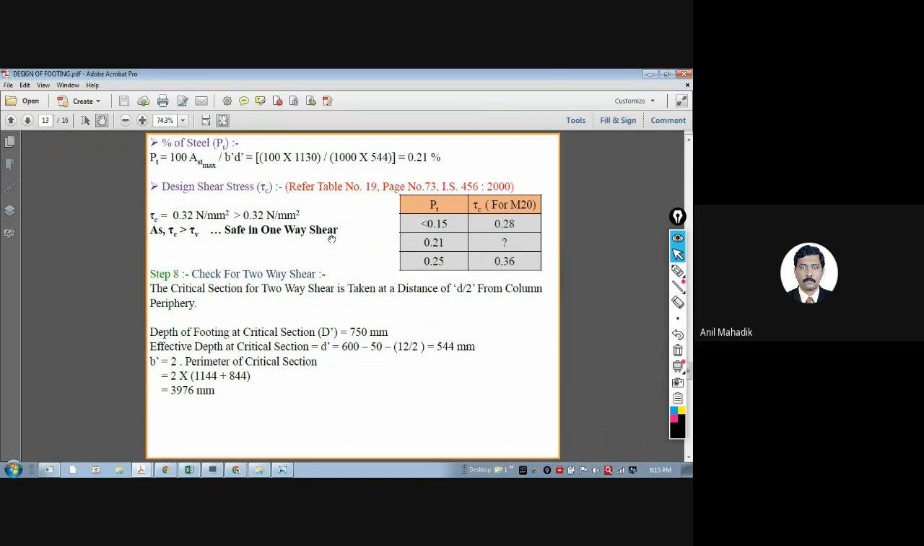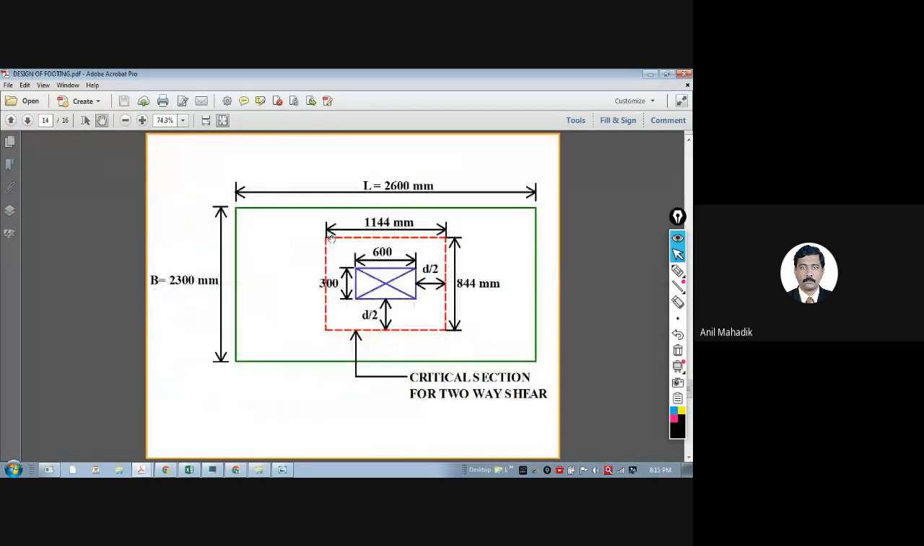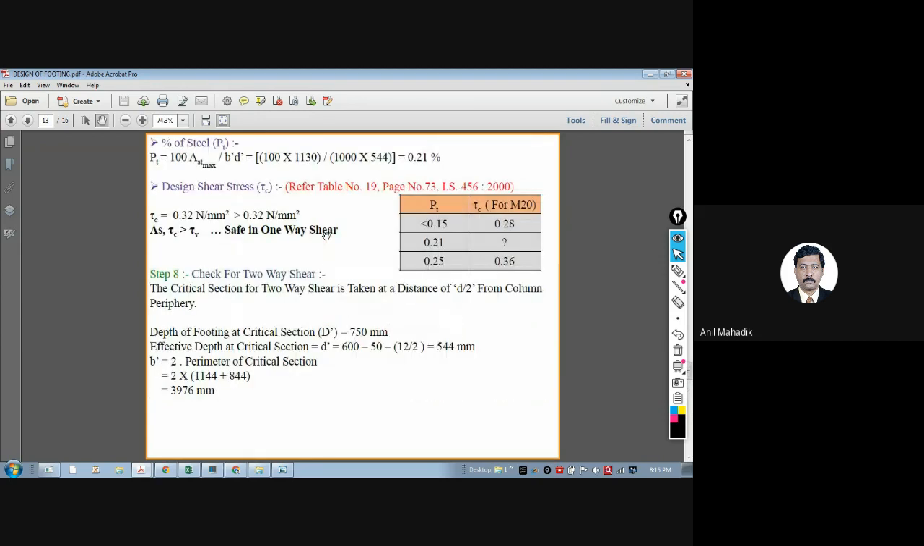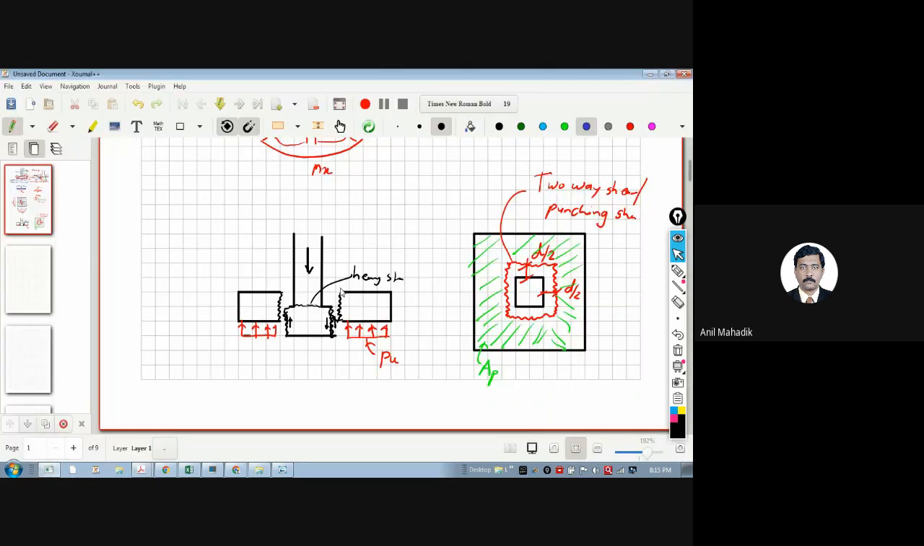Now the B in this case is nothing but the perimeter of this dotted line. Getting? So V upon B into D. Does this perimeter make sense? Is anybody getting this? This B is the perimeter of the critical section. Yes, this perimeter.